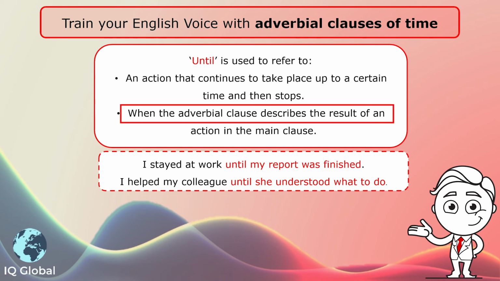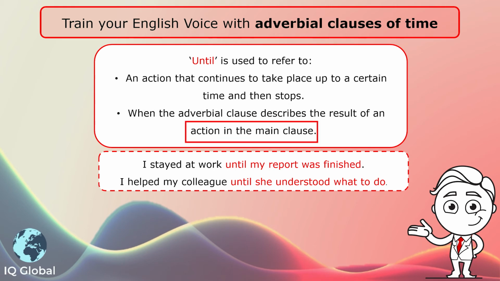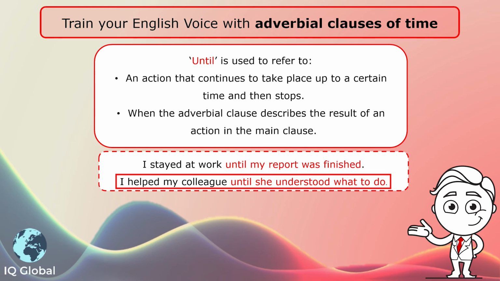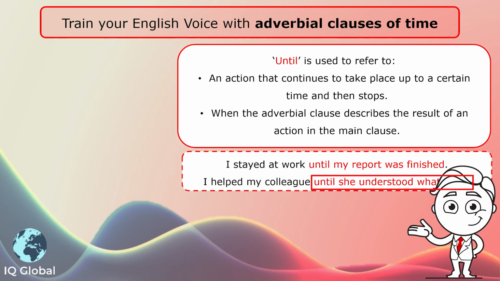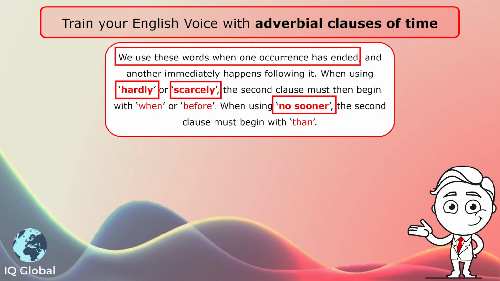When the adverbial clause describes the result of an action in the main clause, we can use until, like in the second example: I helped my colleague until she understood what to do. So that tells us that they were helping their colleague until they knew what they were doing, and then they stopped helping them.